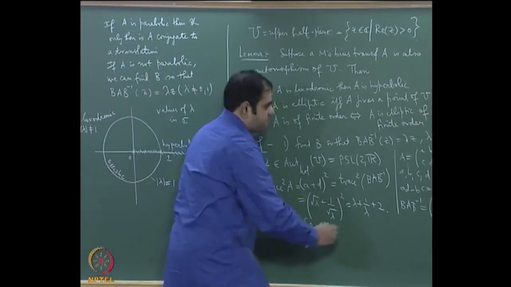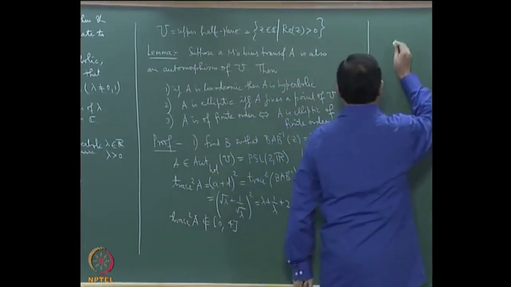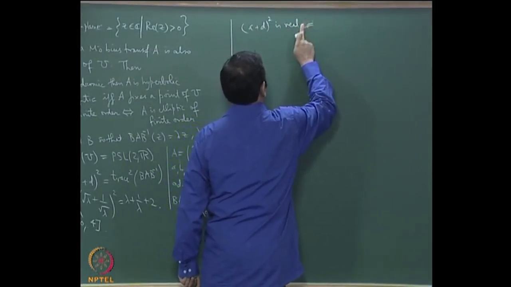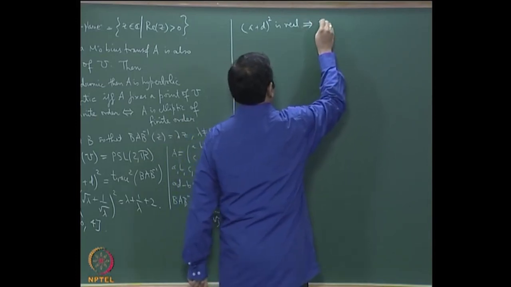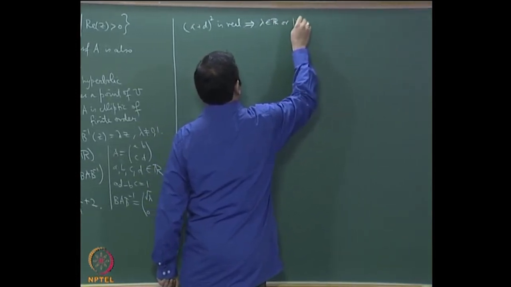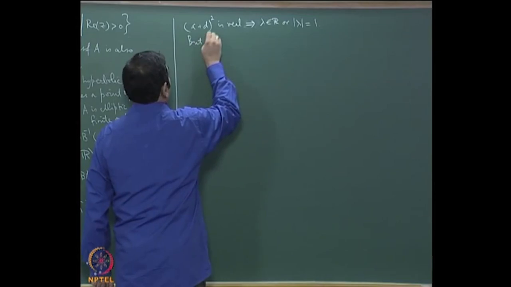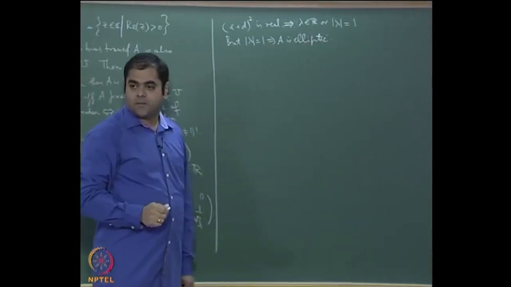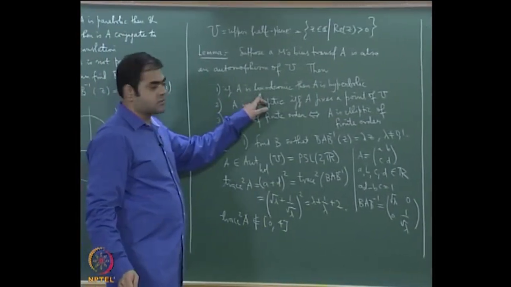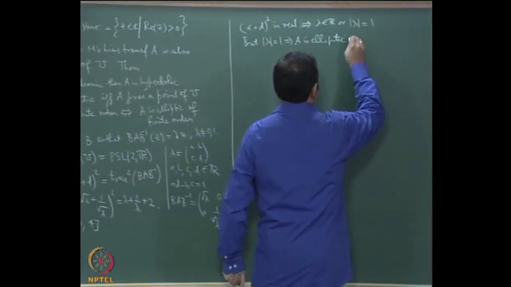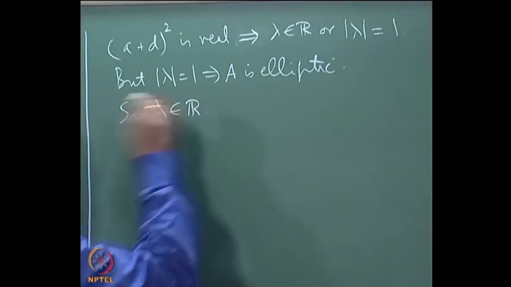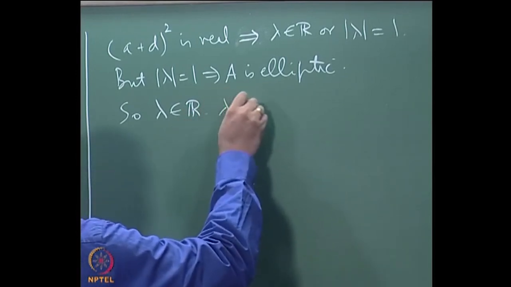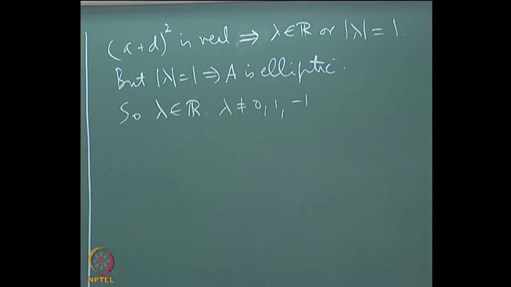So let me write that down here. A plus D the whole squared is real implies lambda is real or mod lambda is equal to 1. But mod lambda equal to 1 implies A is elliptic, which is not true, since I have assumed A is loxodromic. So lambda has to be a real number, and lambda cannot be 0 or 1 or minus 1.